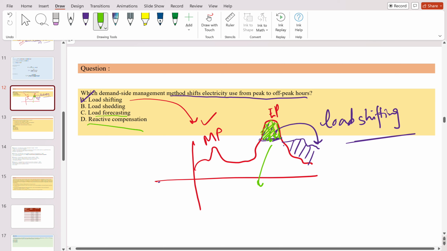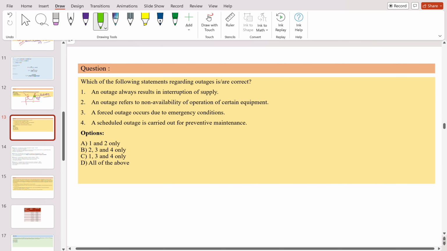So the correct option is option A. Let's move further, try to solve this.